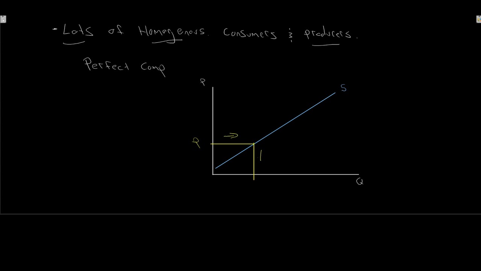Price yielding a quantity supplied. All this curve is doing is just relaying this information. We have some other price relaying some other quantity supplied. So again, price to quantity supplied is our definition of the supply curve.